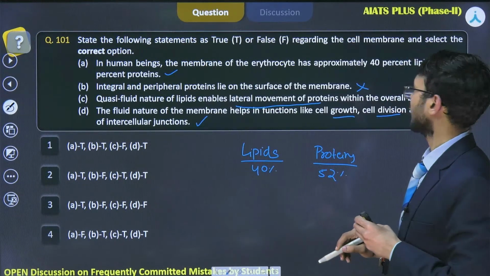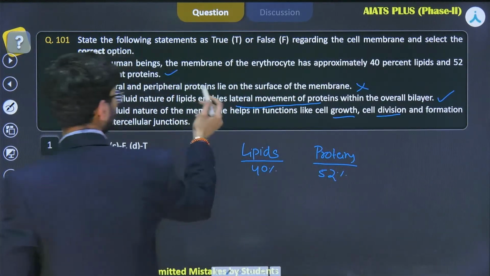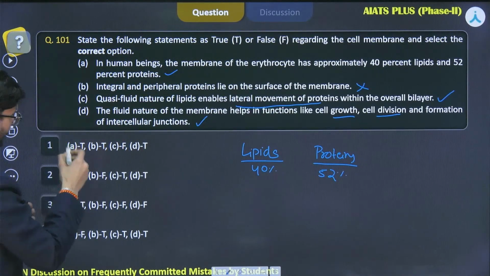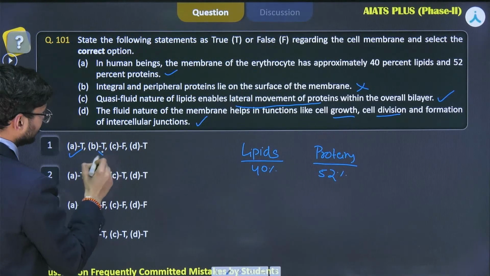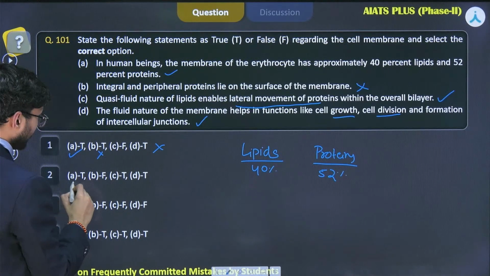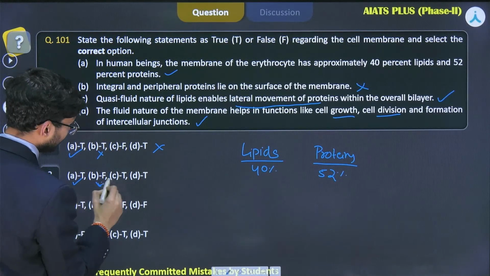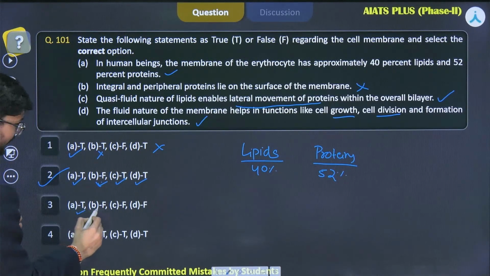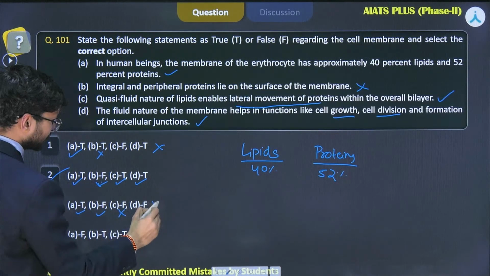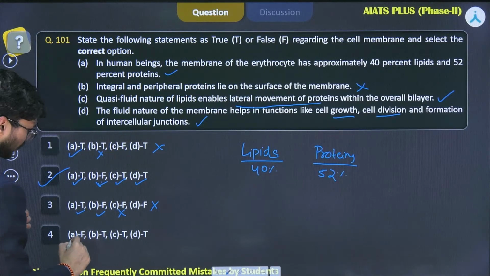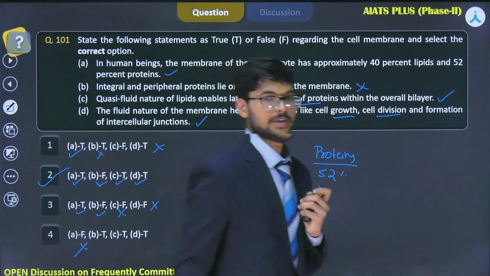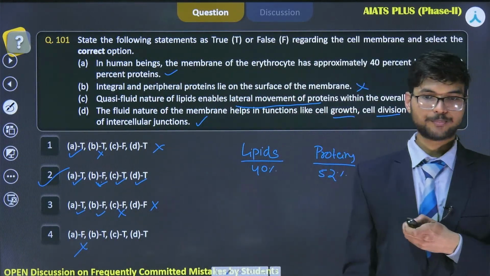So here the correct answer will be the option with A true, B false, C true, D true, that is T, F, T, T. The first option, where B is false but C is not false, is incorrect, and the fourth option is also incorrect. So here our correct answer will be option number 2.